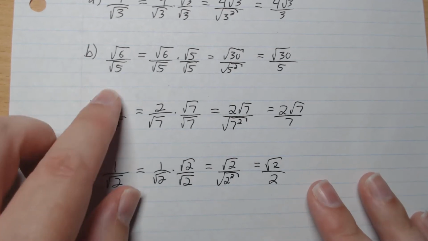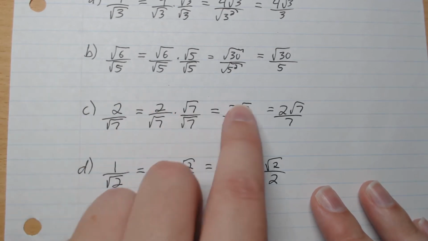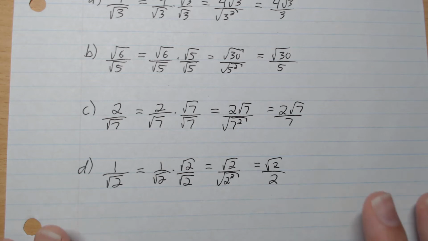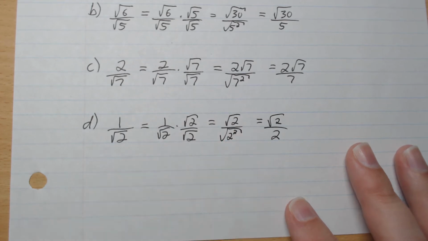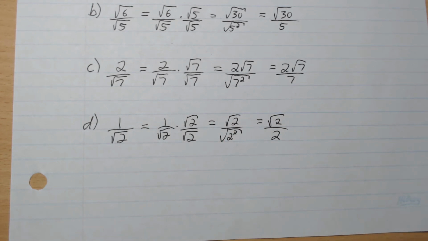C, 2 over root 7. So we go root 7 over root 7. This gives 2 root 7 over root 7 squared. This cancels to be 7 like that. D, 1 over root 2. So times root 2 over root 2 like that. This gives root 2 over root 2 squared, which becomes root 2 over 2 like that.